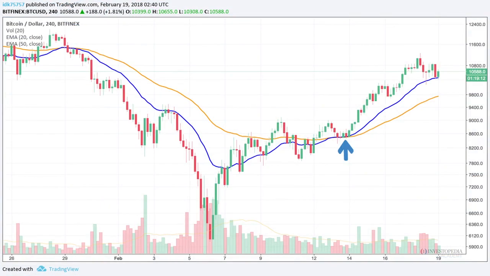Now the first chart we're looking at here is a chart of Bitcoin versus the dollar, and each candle represents 240 minutes or 4 hours of time. This is on the Bitfinex exchange. Now I've drawn two exponential moving averages already on this chart, the 20-day and the 50-day. The 50-day is in yellow and the 20-day is in blue. Now the key levels here are when the 20-day moving average crosses below or above the 50-day.